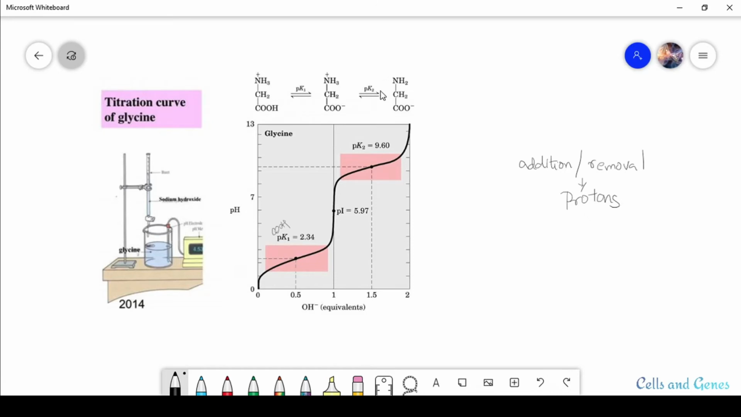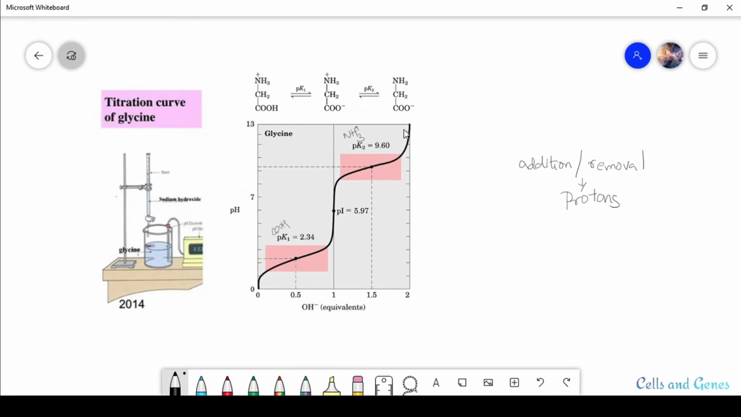from the amino group of this amino acid glycine, and the pH at the midpoint, what happens? The pH at the midpoint is 9.6, which is equal to the pKa of the amino group. So here it is the midpoint where the pH is equal to pK2.